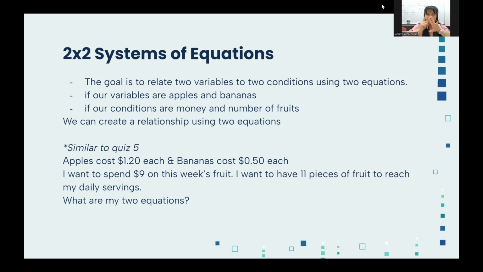So given our cost, that's one of the conditions. We have the cost of the apple and the banana. So then we'll create an equation for those. And then we also want to create one with the number of fruit that we can buy. So we want to relate the apples, the bananas, and then the number of fruit. So this is very similar. All I did was change the numbers. When the apples cost $1.20, the bananas cost 50 cents, and I only want to spend $9 on fruit, but I also want 11 pieces of fruit. What are my 2 equations?